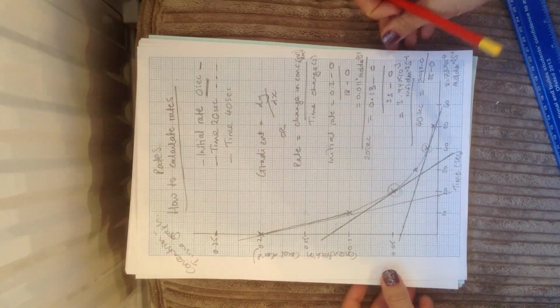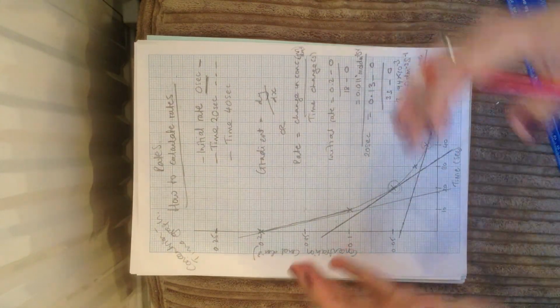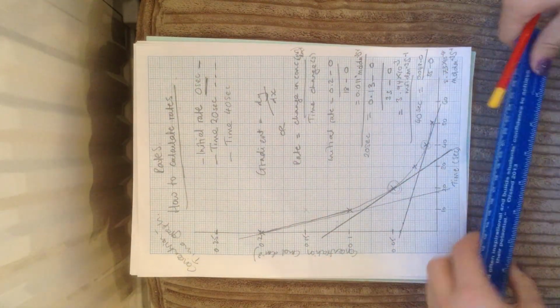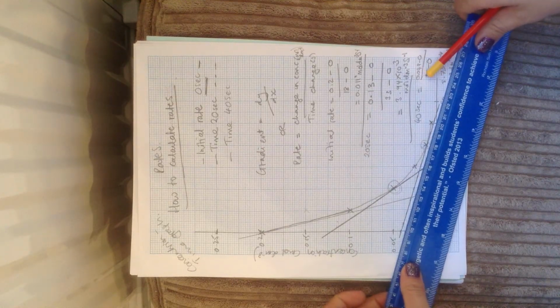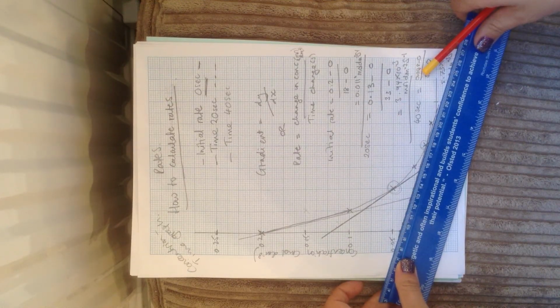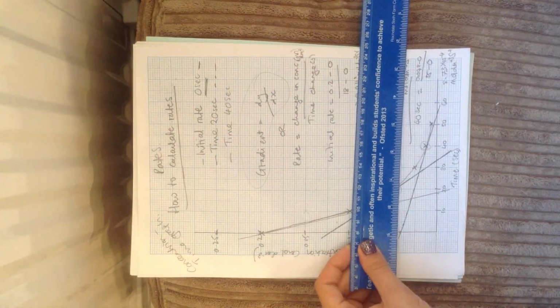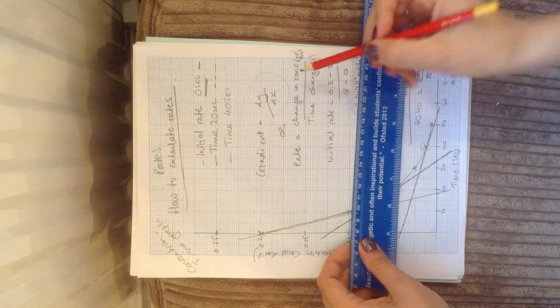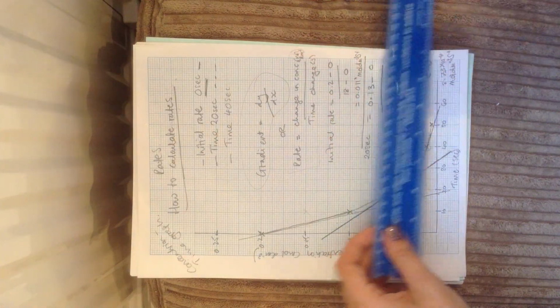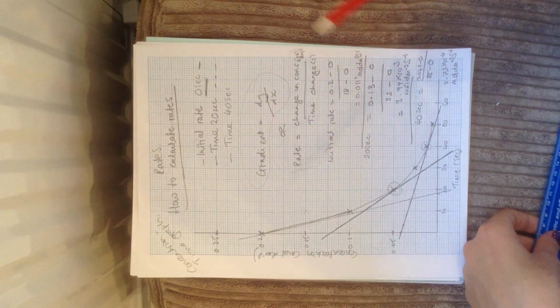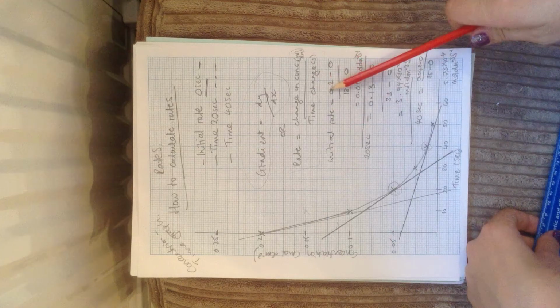So the key points from this video is, to get this, you need to have your tangent drawn, and your tangent has got to be crossing both of the axes. Use either your gradient equation, whichever one you can remember the best. I'm not bothered which one you use, the one you can remember the best. So rate equals change in concentration over change in time.